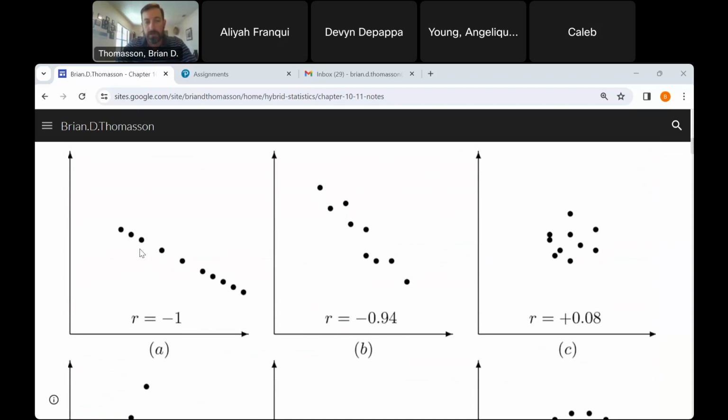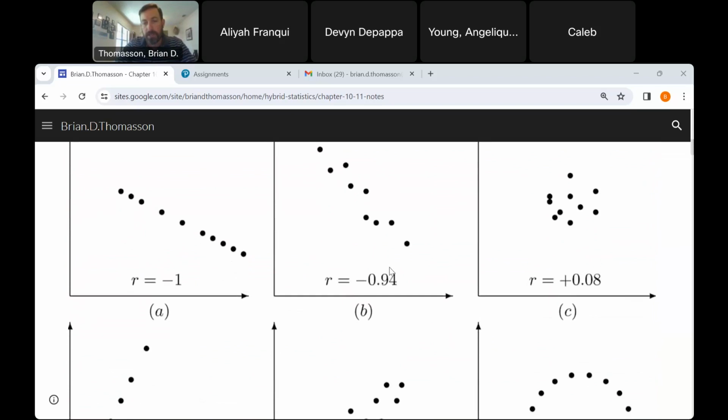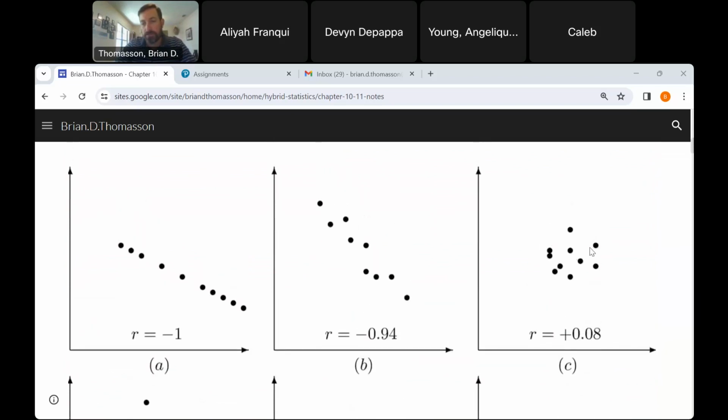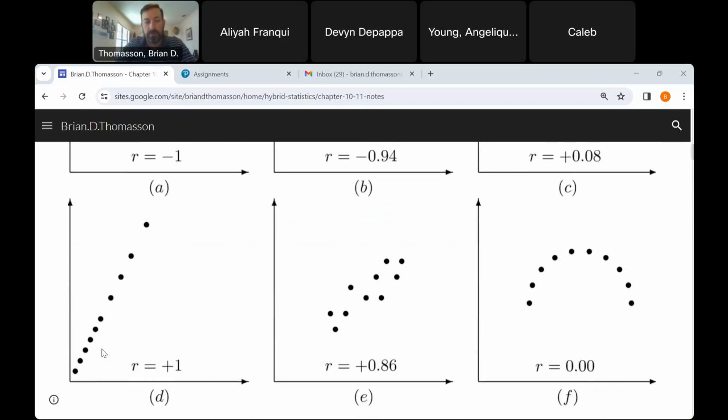So, we saw this graph A has a perfect negative correlation. An R value of -0.94 is pretty close to a straight line. This last one, at R of positive 0.08, looks like no correlation at all. And then we have positive correlation, where as one variable goes up, so does the other. This is a perfect straight line, so that'd be +1. Here you have positive because as one variable is going up, the other is as well. But they're not in a straight line, but there is a pattern to it. So that's pretty close to 1.